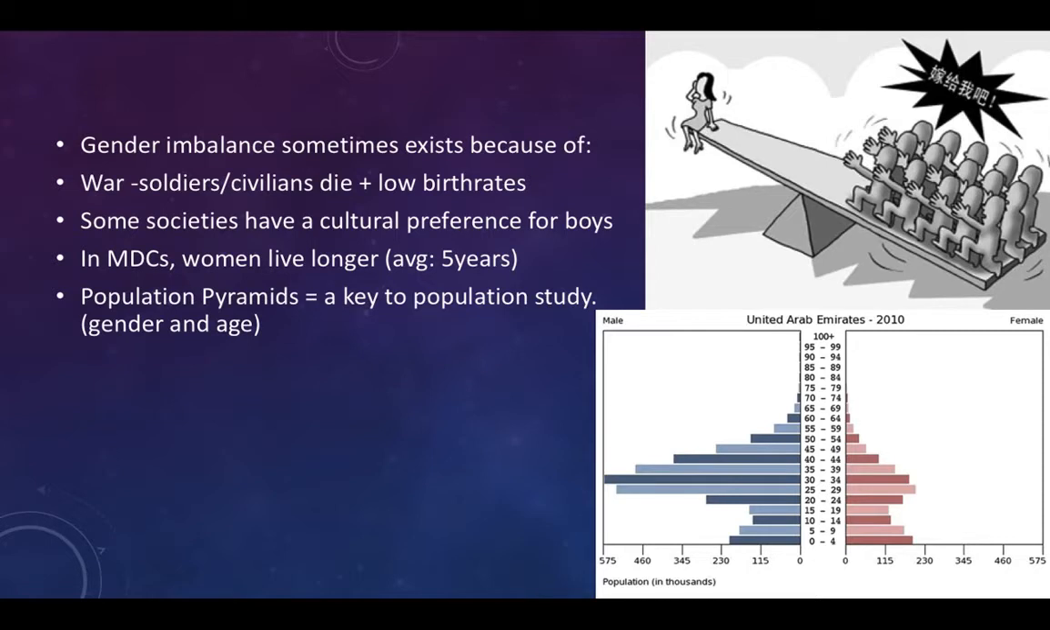And then MDCs, that stands for more developed countries, like the United States. Women tend to live longer, about 5 years or so longer. So when you look at the older subset of the population, you'll notice there are more women than men. And you need to know what a population pyramid is.